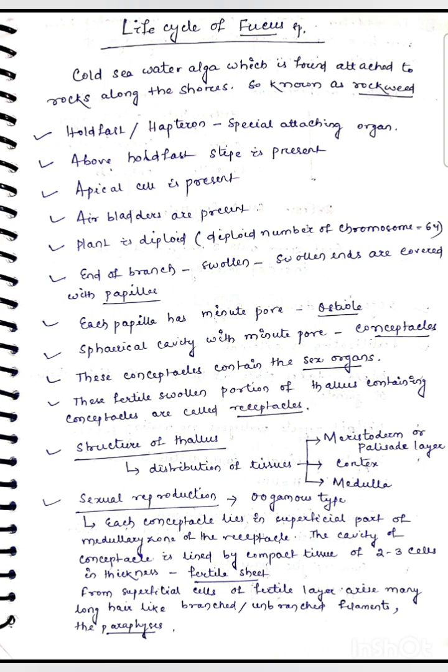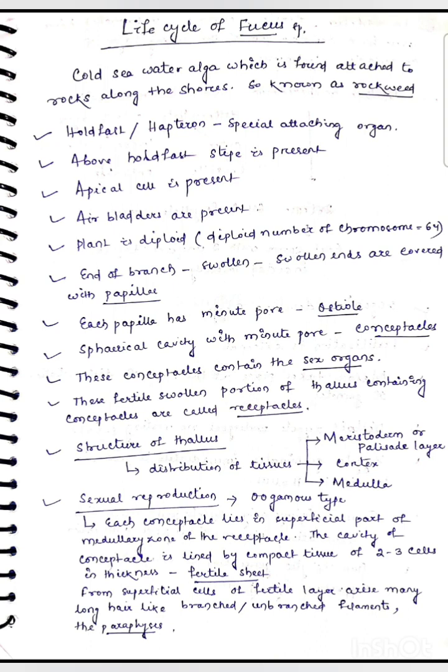Above the holdfast, a stipe is present. Apical cell is present. Air bladders are present. Plant cell is diploid. The plant is diploid. The diploid number of chromosomes, that is 64 chromosomes, is present in the plant body of Fucus.